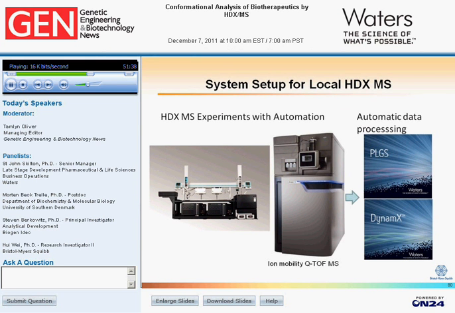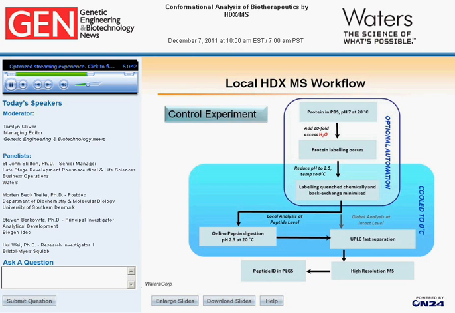HDX-MS combined with pepsin digestion is capable of identifying individual regions along the protein sequence undergoing exchange. This is the workflow for the local, or peptide-level, HDX-MS. It is very similar to the global-level HDX, other than that at the LC step, instead of using a desalting column for intact protein, a pepsin digestion column is used for online digestion of protein into peptides, followed by the nanoACQUITY LC reverse phase separation.